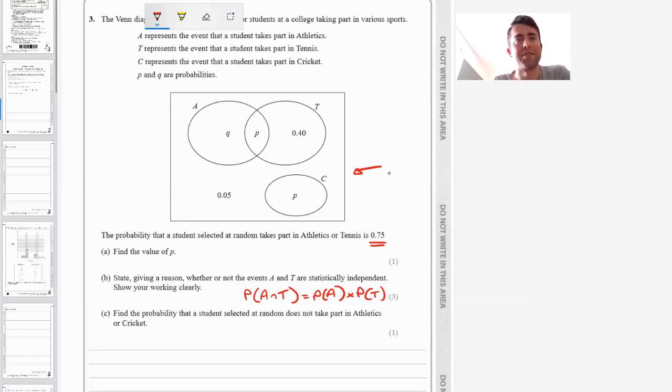And the probability of a student selected at random does not take part in athletics or cricket. I'll leave that to you. That's just picking information out of the Venn diagram.